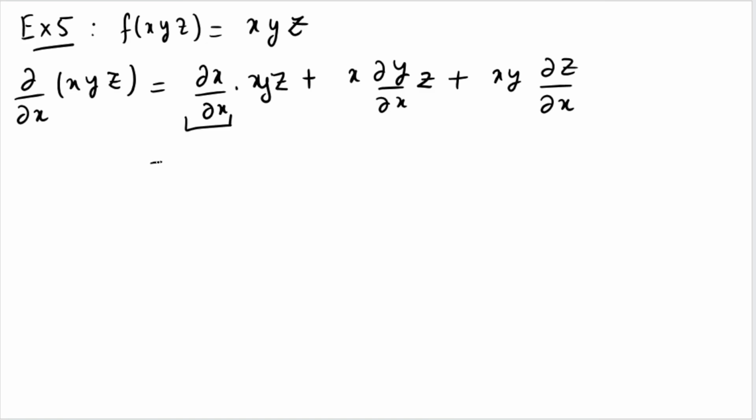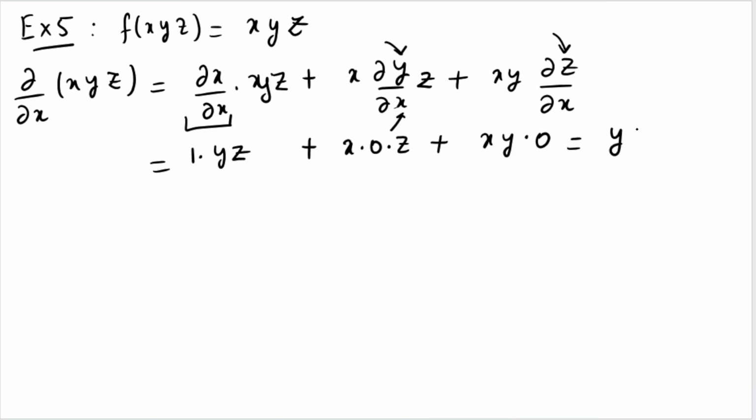This term gives me 1 times yz plus, since y is the variable and we are taking the derivative with respect to x, this y has to be treated as a constant. So therefore we get x times 0 times z plus xy. Similarly here now z will be treated as the constant, and the derivative of any constant with respect to x is equal to 0. So therefore my answer is yz.